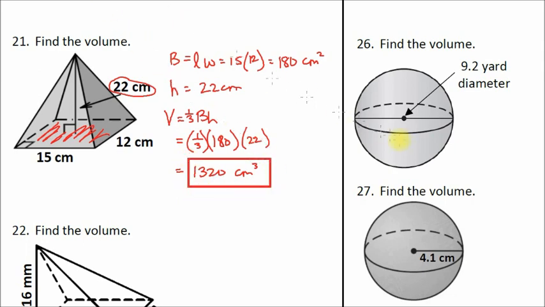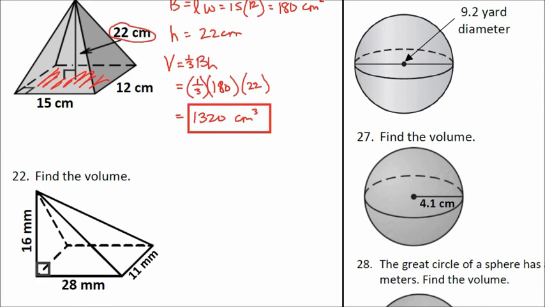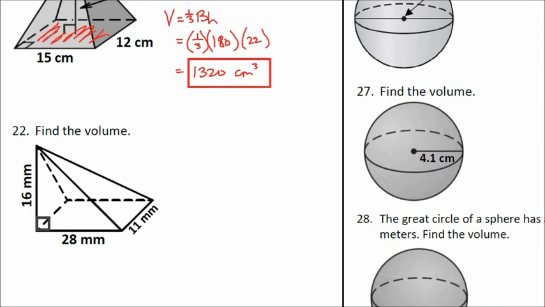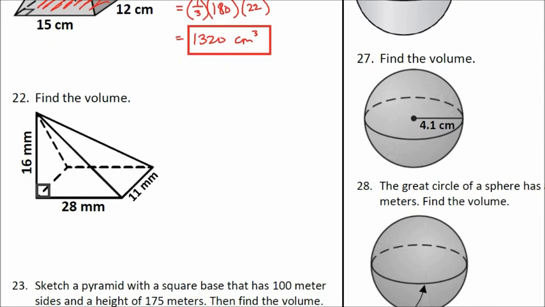All right, you go ahead and pause the video and do number 22 on your own. That is also a pyramid. It happens to be an oblique pyramid, but we're given the measurements of the base and the height. So pause the video and find the volume of 22. All right, I'm back. Question number 22. You should have gotten a volume of 1,620. Oops. How about 1,642? Let's get that correct.